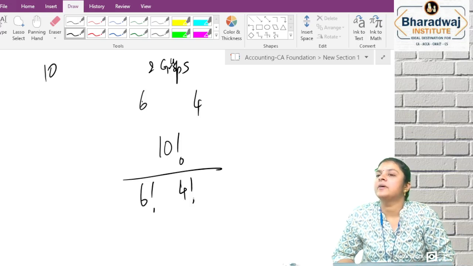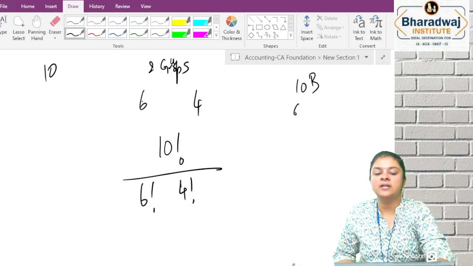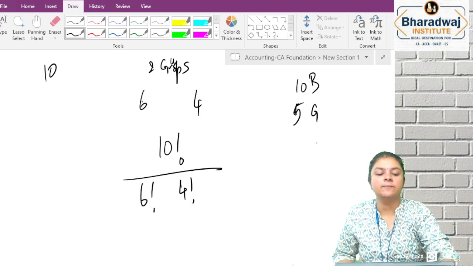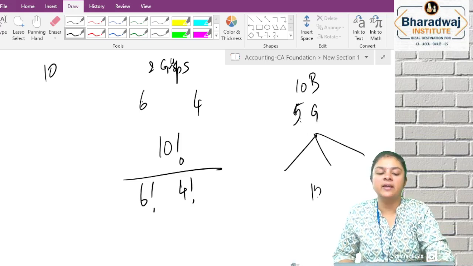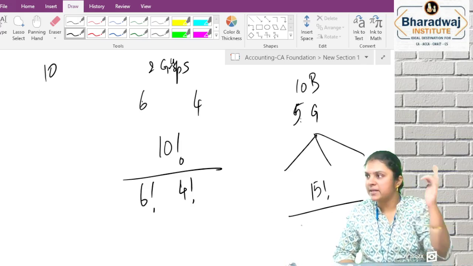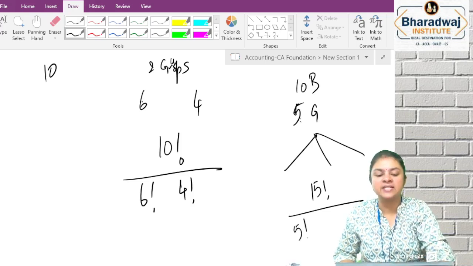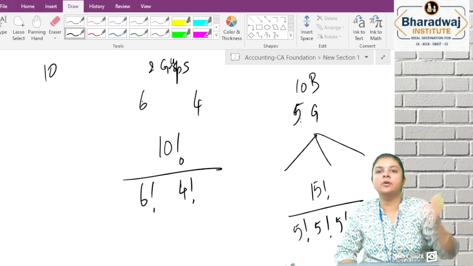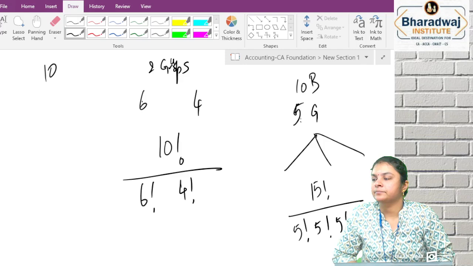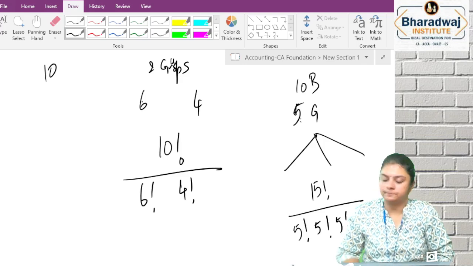So they can say if 10 boys and 5 girls are to be split into 3 groups of 5 members each. So 10 boys, 5 girls. Number of groups is 3 groups. So what we will do? 10 plus 5, 15 factorial divided by 3 groups of 5 members each. So each group we need to take as 5 factorial, 5 factorial, 5 factorial, or 5 factorial the whole cube.